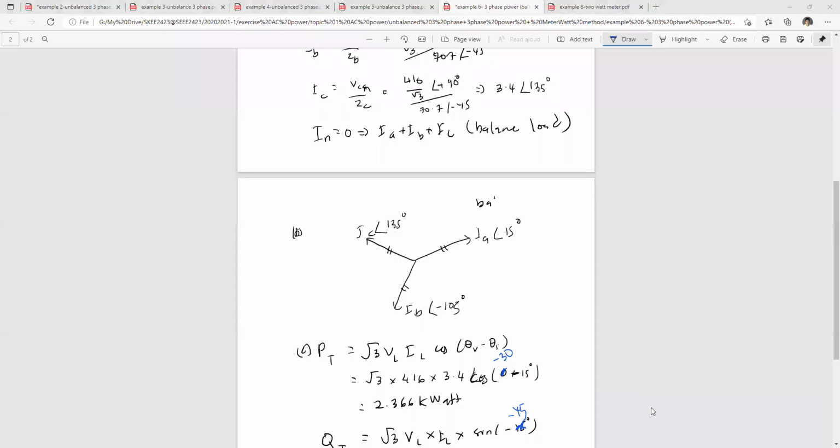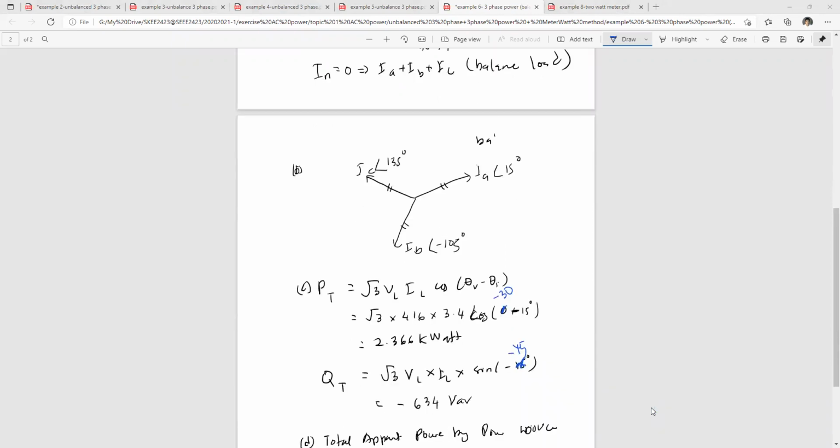Okay, I have to do a correction. For the real power, you can use V line and I line, multiply with square root 3, and for the theta voltage and theta I here, you should use V phase. So this one is V phase and I phase.